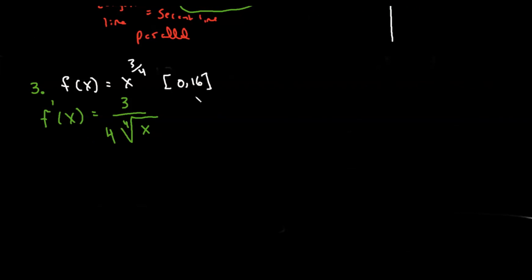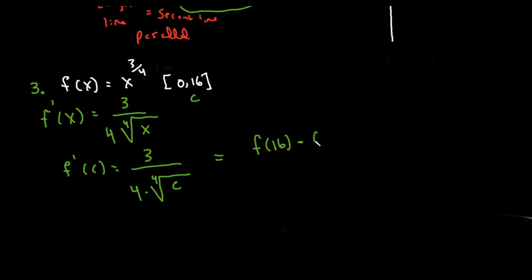So now we know that there exists some c such that f prime of c is equal to f of b minus f of a over b minus a. So f prime of c is equal to 3 over 4 times the 4th root of c, and this must equal f of b minus f of a. So f of 16 minus f of 0 all over 16 minus 0, which is 16. So in this case, it's 8 minus 0 over 16, which is equal to 1/2.